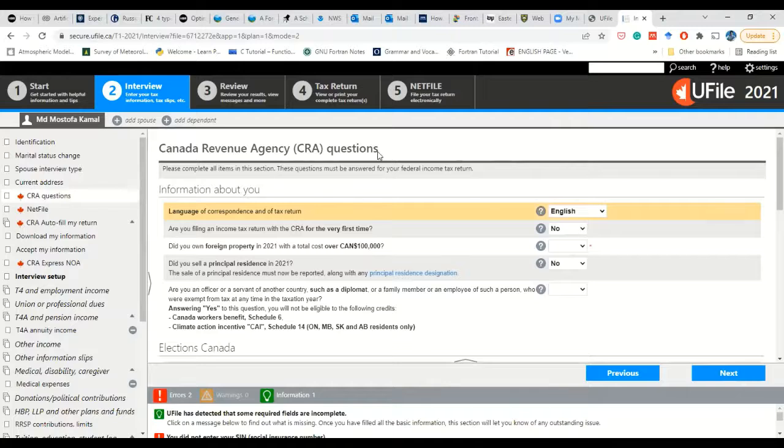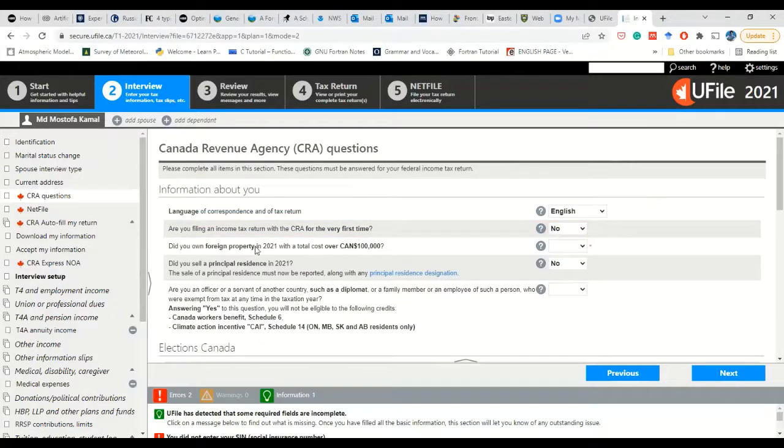Here it's Canada Revenue Agency questions, information about you. These are very simple questions. What language: as you know, Canada has two official languages of correspondence with the government, English and French. So depending on which language you prefer to be communicated with by the Canada Revenue Agency, English or French, from the drop-down menu you can do it. And then here the question is asking, are you filing an income tax return with the CRA for the very first time? If it is your first time, say yes, and if it is not, no.